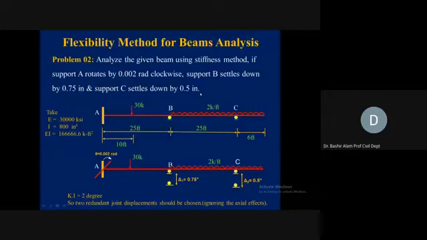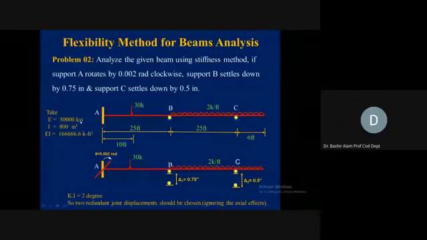Rotations and settlements are involved, so we will be writing the actual numbers now. E is given as 30,000 ksi, which means it's a steel beam, and I is equal to 800 inches to the power 4. What will be the unit of this EI value? E is kip per square inch and I is inch to the power 4. So 2 inches squared will cancel with 1 inch squared, one in the denominator, the other in the numerator, and we will be left with inches squared.